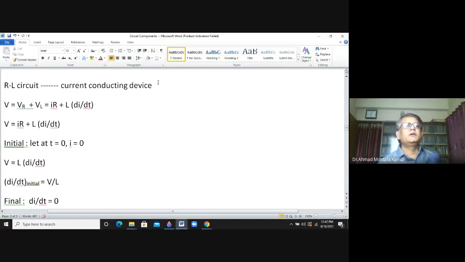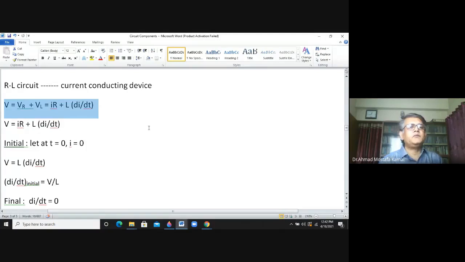If we want to discuss a circuit, then we have to write down the voltage equation first. So you know that RL circuit is the current conducting device. We discuss all kinds of circuit in this way. What are their function? How do they work? And we start with voltage equation. You know that is RL, and since it is series circuit, we are considering series circuit.